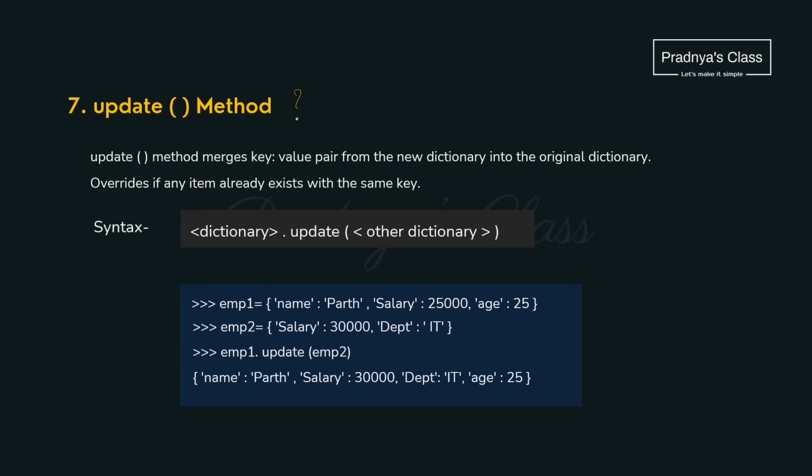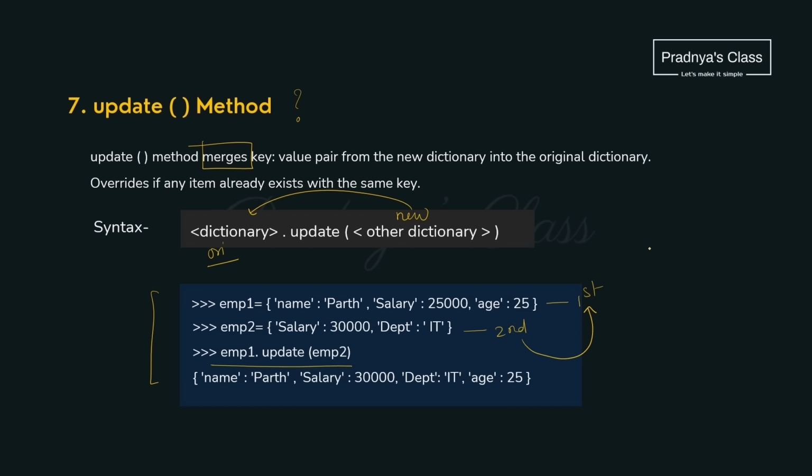Then let's try to understand what's the use of update method. It is used to merge 2 dictionaries. This will be new dictionary which will get merged with the original one. Look at the example. This is the first dictionary and here is the second dictionary. The second dictionary will get merged with the first if we write the syntax like this.